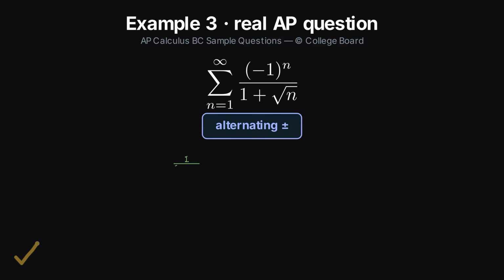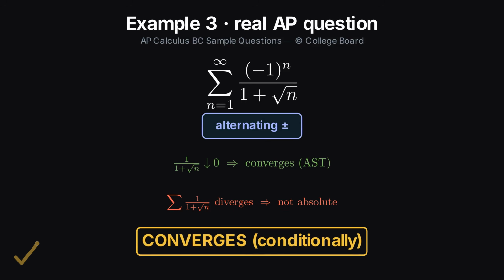Example 3, a real AP question. The sum of (-1) to the n over 1 plus root n. The signs alternate and the terms shrink to 0, so the alternating series test says it converges. And because the absolute version diverges, it converges conditionally.